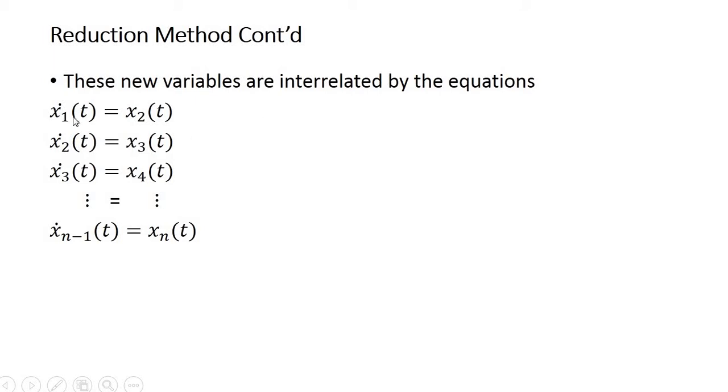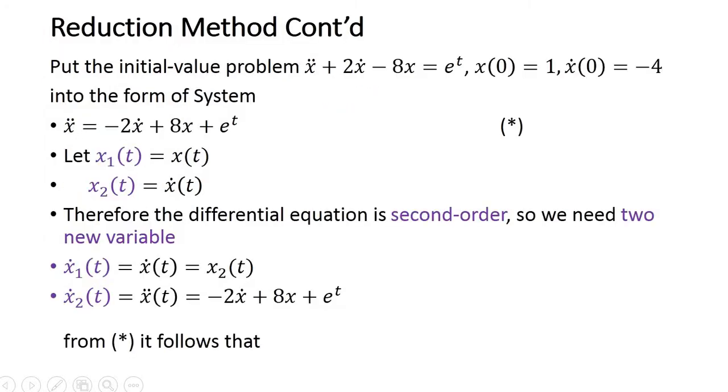Now you've got your n variables, so you differentiate them to iterate them. So x1 prime will be given by x2, x2 prime will be given by x3, and so on. Then you can write your equation. Right, so let's look at this example.